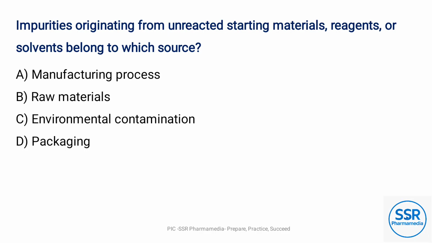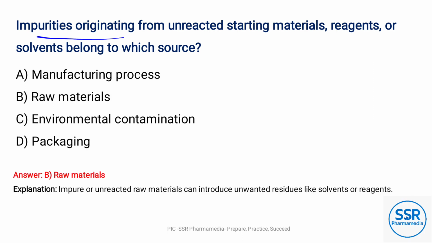So we move into the questions. The impurities originating from unreacted starting materials, reagents or solvents belong to which source? The answer is option B, raw materials. Impure or unreacted raw materials can introduce unwanted residues like solvents or reagents.